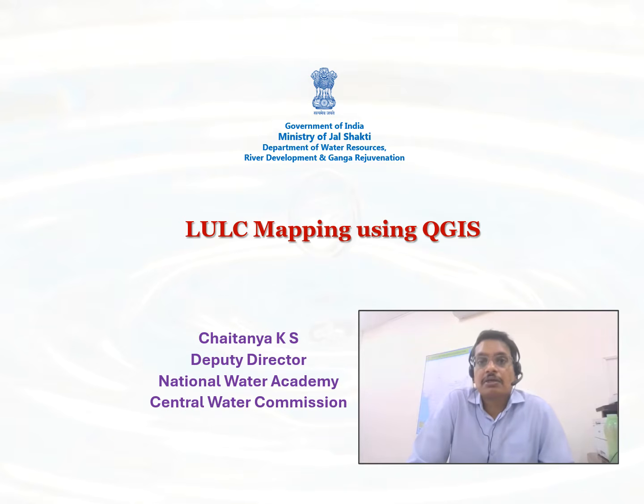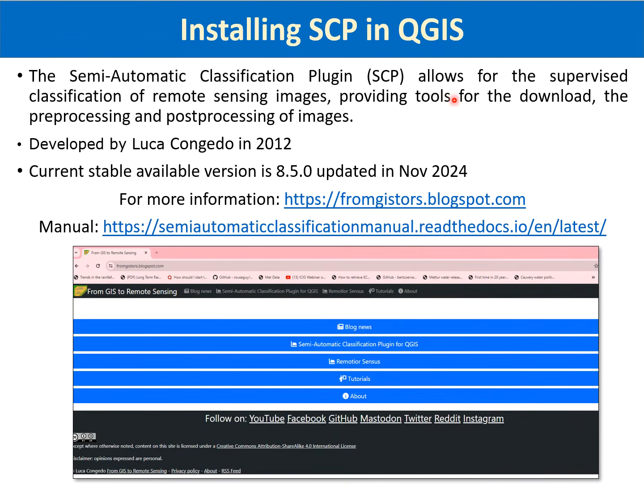Let us start. The semi-automatic classification plugin allows for supervised classification of remote sensing images. It provides a set of intertwined tools for raster processing in order to automate the workflow and ease land cover classification, right from the downloading of satellite imagery to pre-processing and then post-processing of images. It was initially developed by Luca Congedo in 2012. He keeps on updating the plugin. The last update was done in November 2024. The current stable available version is 8.5.0.